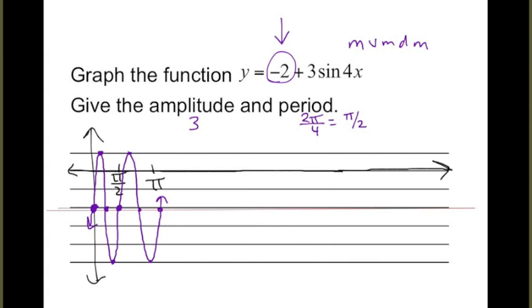Does that apply to cosine too? Yep. Anything that's added or subtracted to the equation is going to move our line up or down, whether it's sine or cosine.